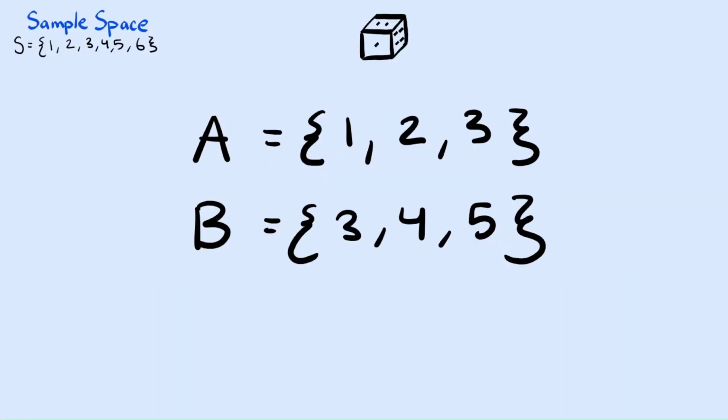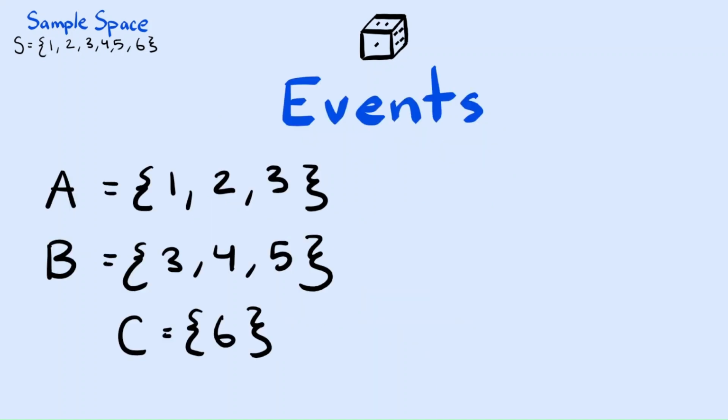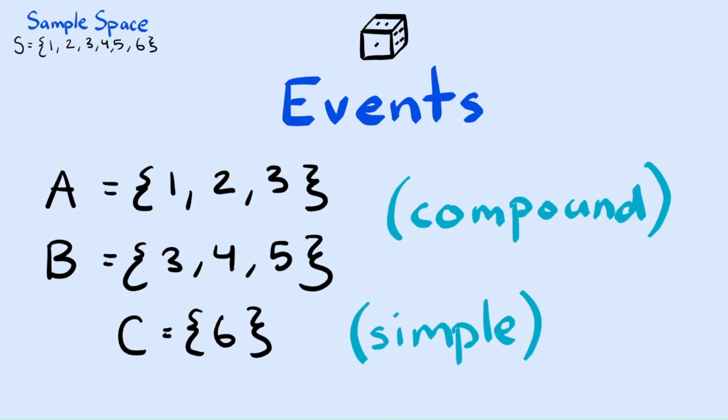So you end up rolling a 1, 2, 3, and your friend rolls a 3, 4, 5. And we can call this set A and set B. Your other friend agrees to roll 2, but only once, so they get a 6. And then we can call this the set C. We can refer to these sets as the events of this experiment. Note that since A and B have multiple outcomes, we can call that a compound event, and C only has one, and we can call that a simple event.